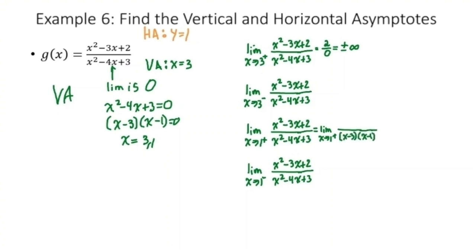The denominator factors to x minus 3 times x minus 1. As for the numerator, that factors to x minus 2 times x minus 1. The x minus 1's cancel. And we have the limit as x approaches 1 from the right of x minus 2 over x minus 3, which now if we try direct substitution again, we get 1/2.